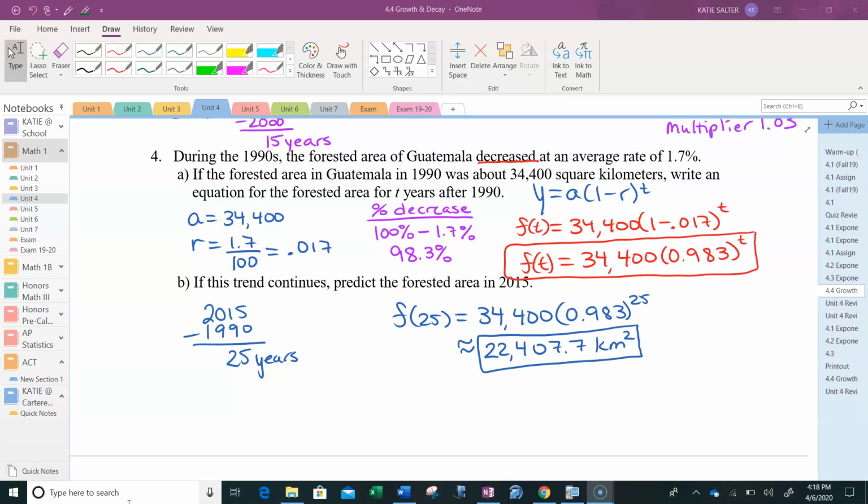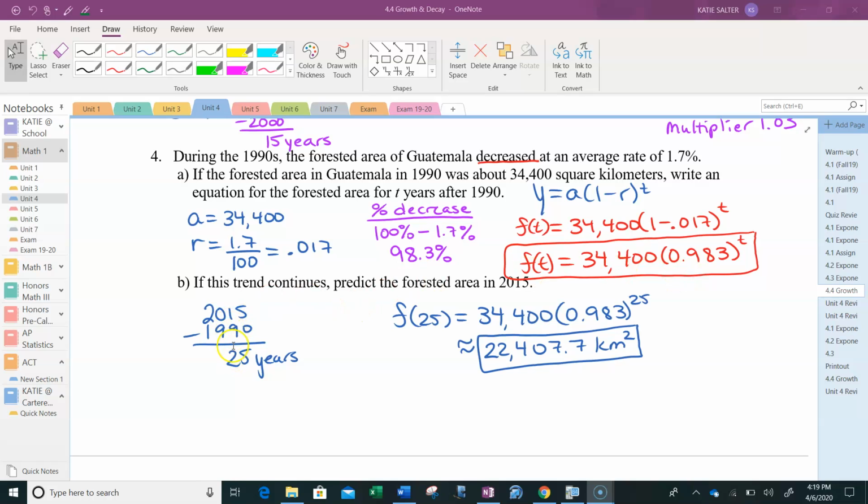You can use the decaying formula, y equals a times 1 minus r to the t. If you do that, you need to change your 1.7% to a decimal first. So that's 0.017. So then when you set that part up, you would say 1 minus 0.017, which gives you that multiplier of 0.983. The initial value is 34,400. Or to get that multiplier again, you can say 100% minus 1.7%, which is 98.3%, and then divide this percent by 100 or move that decimal 2 places to the left, which gives you 0.983.